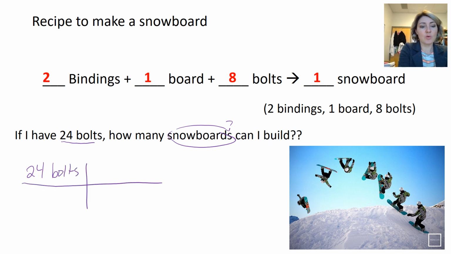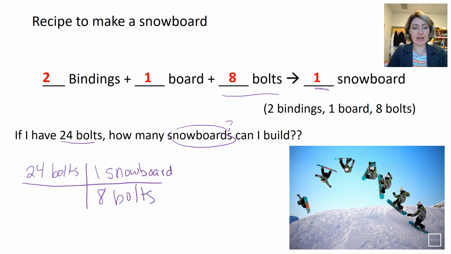So I know I'm starting with 24 bolts. And what I have to do is look at my ratio of bolts to snowboards. So in order to make, and I'm going to use this coefficient, 1 snowboard, I'm going to need 8 bolts. That's a numerical equivalent. 1 snowboard requires 8 bolts. My bolts, I know this is funky, but those bolts are going to cancel as units, leaving me with snowboard, which is exactly what I was asked for.